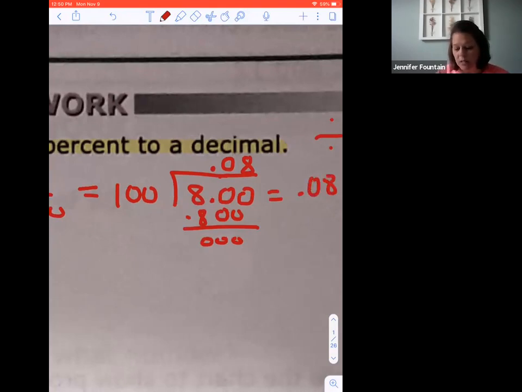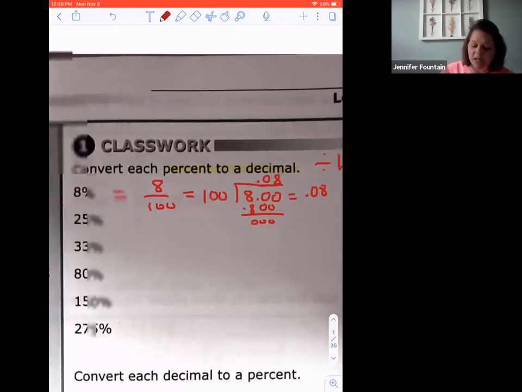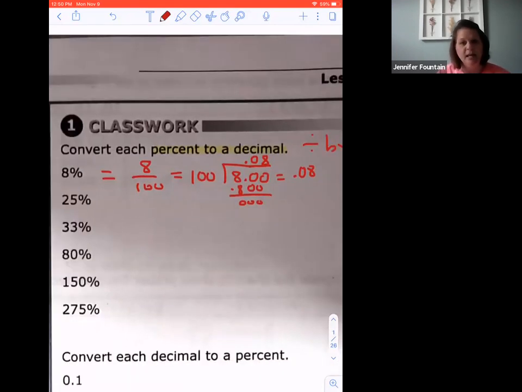Okay, so one of the things I want you to see by using that method, if I have 8%, this is going to be the same as if right now my decimal is right there after the 8, and actually I'll make it a different color.